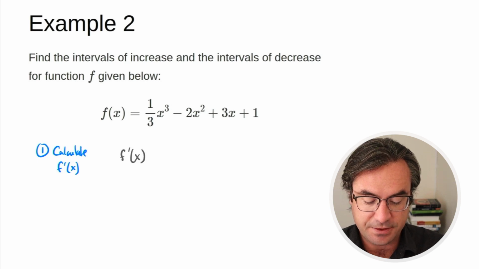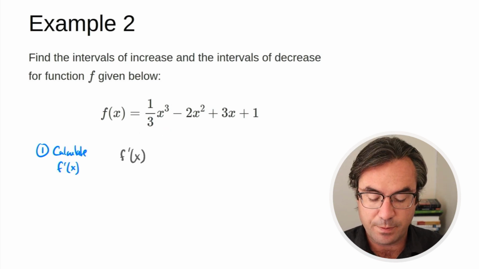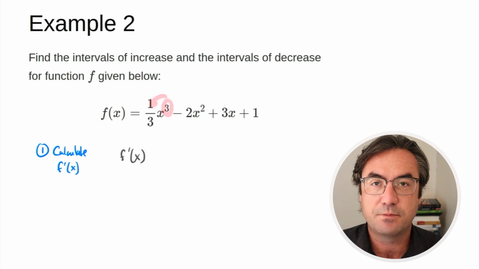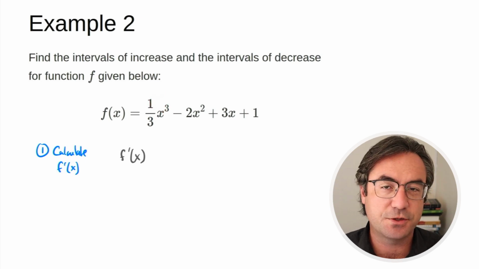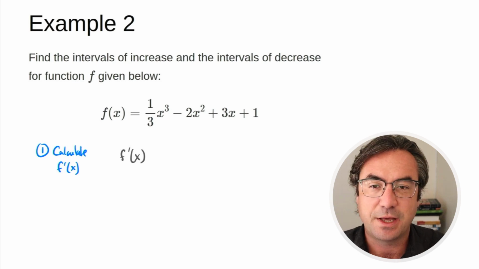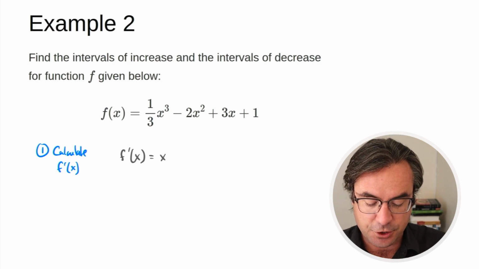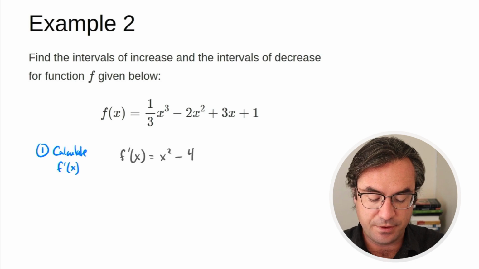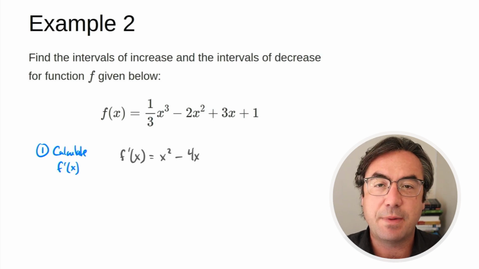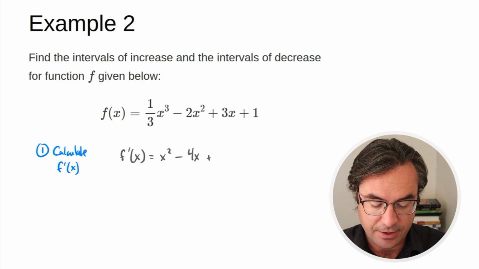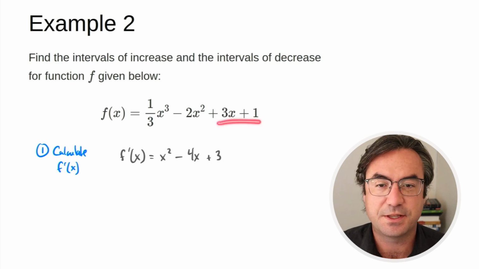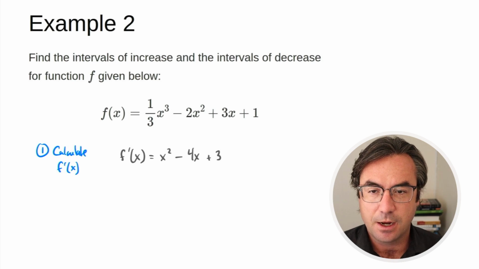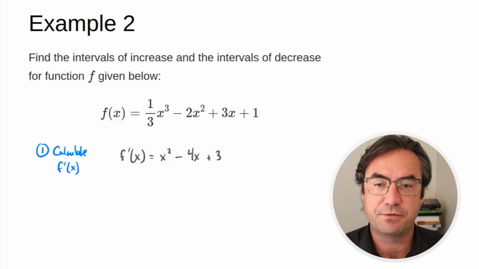So when we differentiate this first term, we bring the 3 down. It'll multiply with the 1/3, so that'll just multiply to 1. So the derivative of that first term is just x squared. Derivative of the second term is just minus 4x, and then the derivative of the rest there is just plus 3. All right, so this is what we get for our first derivative.